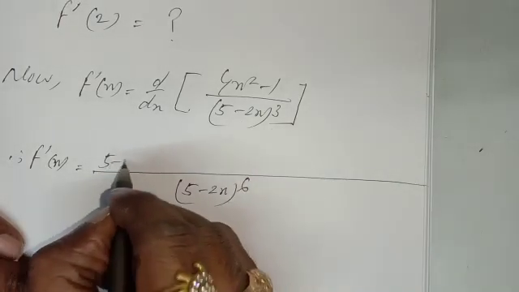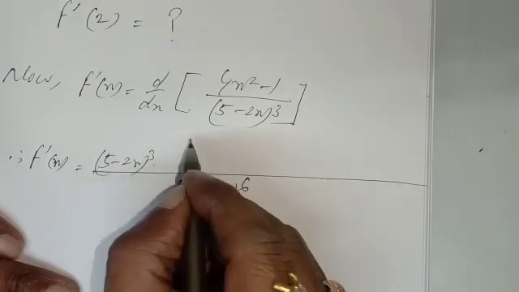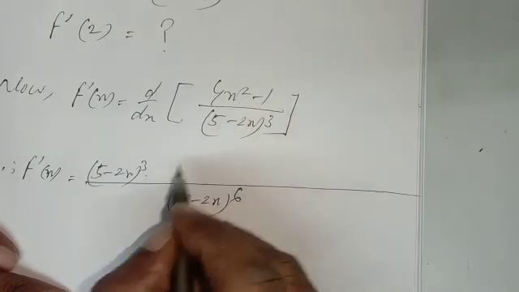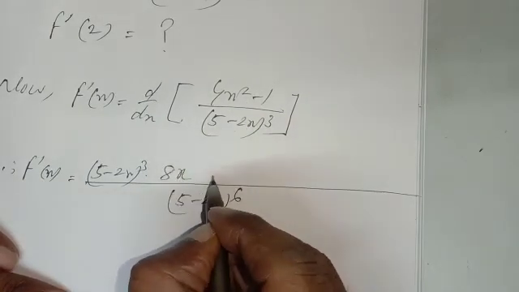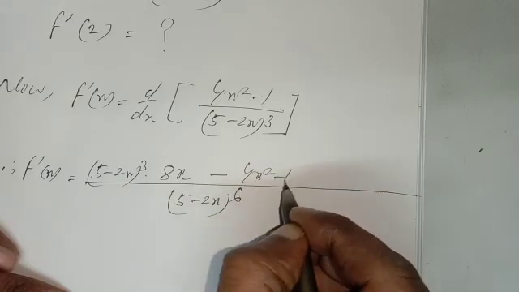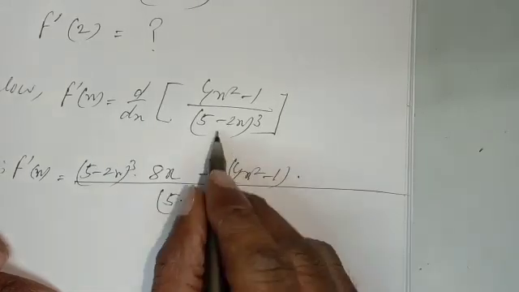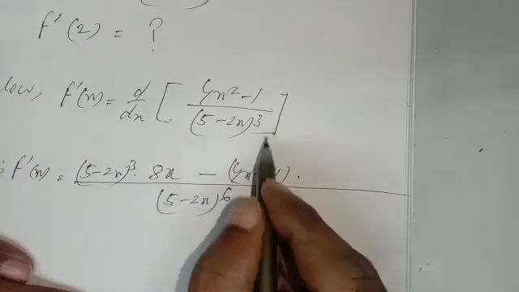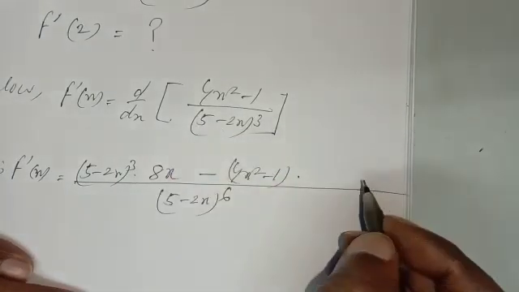Then v into derivative of u. That will be how much? 8x. Directly I am doing. Minus u, that is 4x square minus 1, into derivative of v. What is that? 5 minus 2x whole cube. What is the derivative of this one?